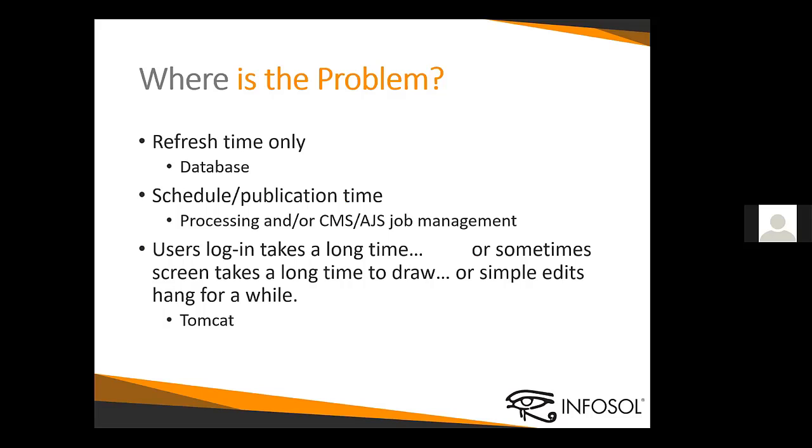Could it be a database end kind of problem, or is it happening with schedules or publications? In other words, does it have to do with the job server, or does it have to do with the processing server? Does it happen only when the user logs in, or does it at least start when the user logs in, and they're seeing problems just in terms of drawing the screen in their web application? That might indicate that the problem is at the web application server. So where the problem is, is the first question, of course.